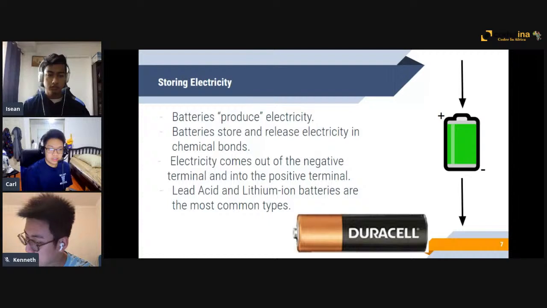Electrons are released from the negative terminal or flat side of the battery and taken into the positive side of a battery. The most common forms of batteries are lead acid, which are cheaper, and lithium ion batteries, which are better but more expensive. On the right, you can see a visualization of the flow of electrons into the positive terminal and out to the negative terminal.